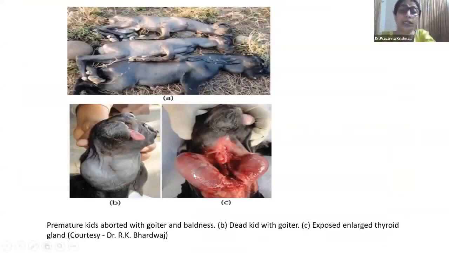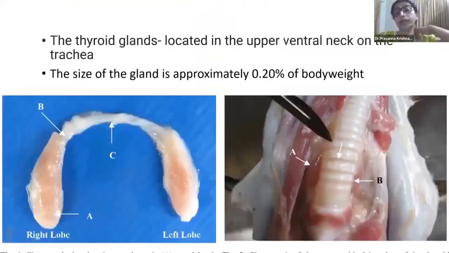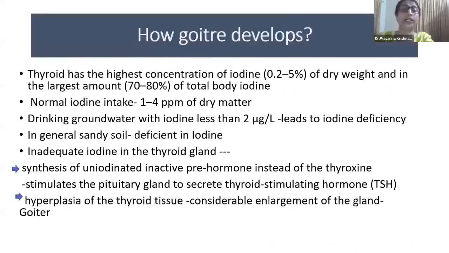So you can see the enlarged thyroid gland. You see how enlarged it is. That itself can cause abortion. And the thyroid gland is something that we sometimes neglect. We don't give much importance to this gland, even though it is highly essential and highly important. It is located in the upper ventral neck on the trachea. And it's not very big, but it has the whole iodine content.